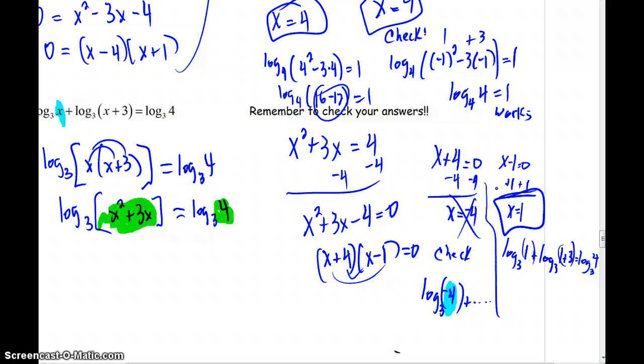We've also seen, like in the previous problem, that a negative answer can very well work. It's not a matter of whether the answer itself is negative. Rather, it's a matter of when I substitute that answer in, does the inside of the log stay positive? If it does, that answer works.